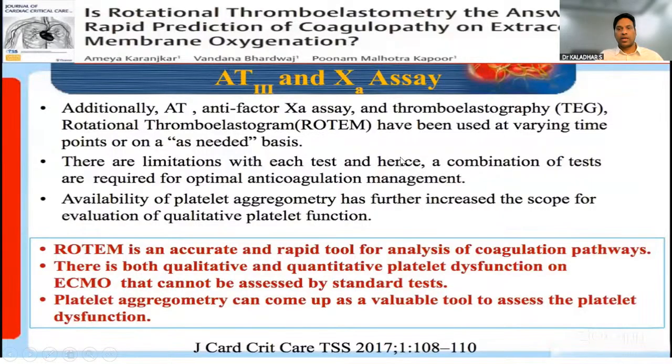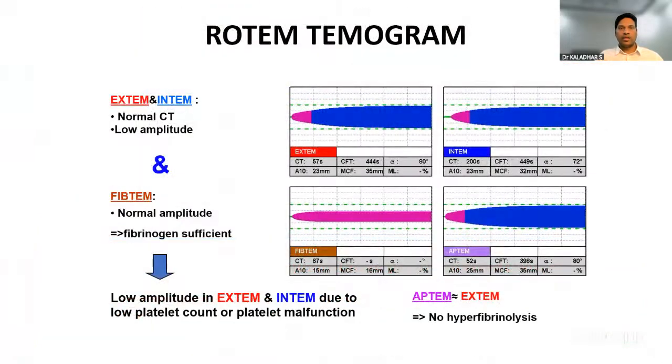Is rotational thromboelastometry useful for rapid prediction of coagulopathy in ECMO? Yes, it is an accurate and rapid tool for analysis of coagulation pathways, and qualitative and quantitative platelet dysfunction in ECMO can be assessed. Platelet aggregometry can come up, but I think this has also been explored, and I am not stressing much upon that. These three are the ones most extensively studied, even in ECMO: Sonoclot, ROTEM, and TEG.